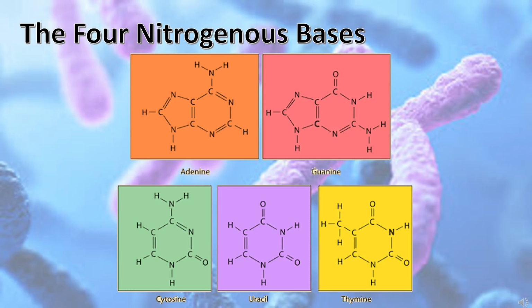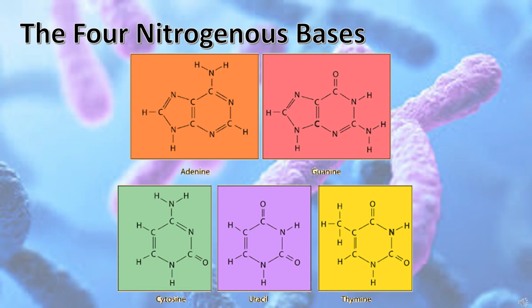The 4 nitrogenous bases found in DNA are adenine, A, thymine, T, cytosine, C, and guanine, G. In RNA, the base uracil, U, replaces thymine. These nitrogen-containing organic molecules serve as the fundamental alphabet of the genetic code. Nitrogenous bases are divided into 2 distinct chemical groups based on their ring structures.